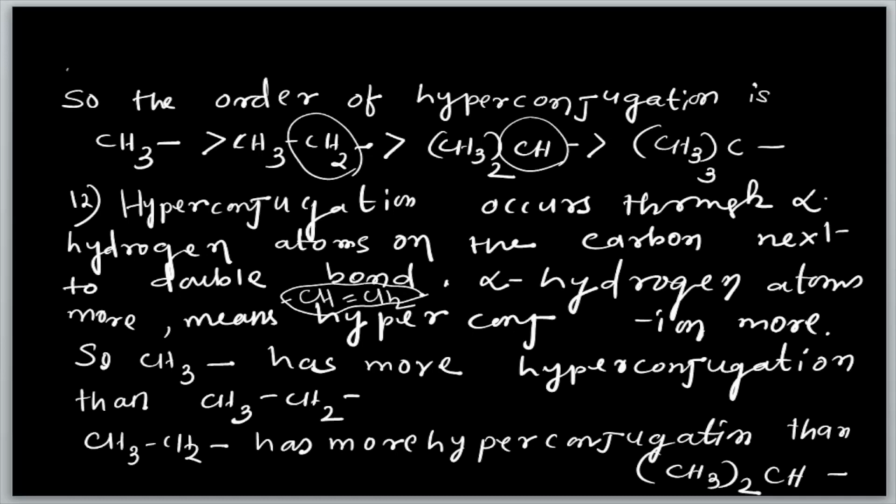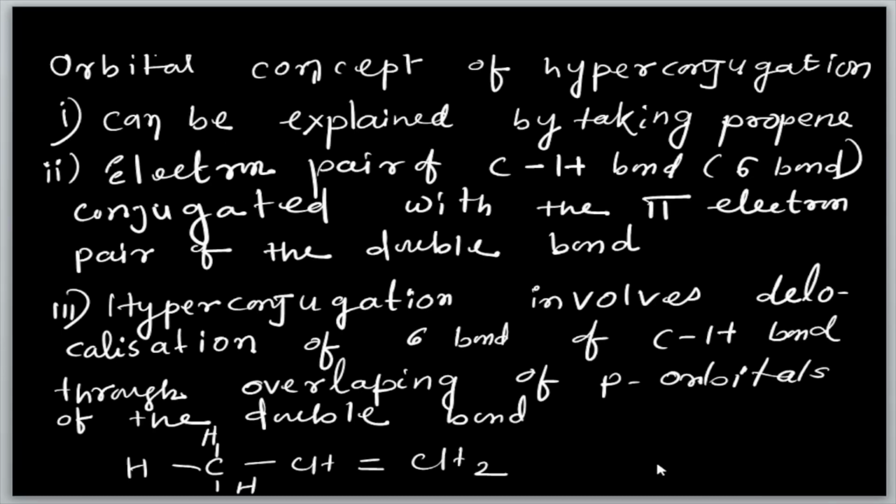That means the methyl group has 3 hydrogen atoms. That is why it is more than ethyl. The ethyl group has more hyperconjugation when compared to dimethyl. That means here you can say isopropyl, which has only 1 hydrogen. And when you come to the next example, that is the tertiary alkyl group. Our tertiary alkyl group has no hydrogen, so no hyperconjugation.